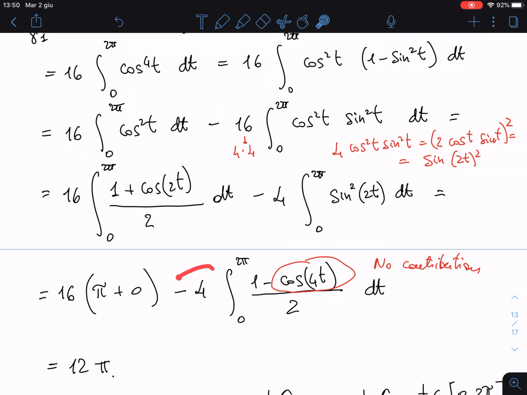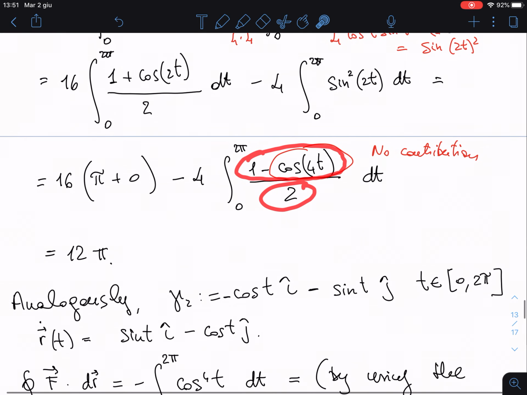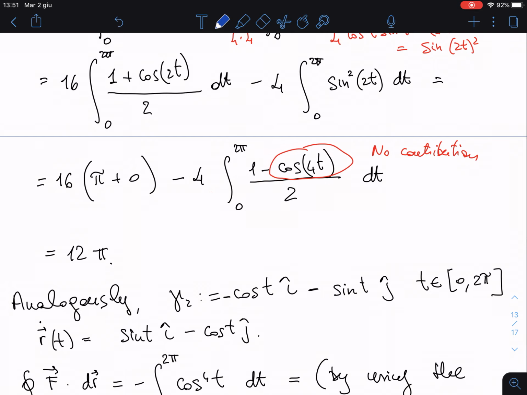So here we have minus 4, and again the integral from 0 to 2 pi of sine squared, and again we use this formula of duplication of angles, and here we have 1 minus cosine of 4t divided by 2, and like before, the 1/2 gives a contribution: 1/2 integrated from 0 to 2 pi gives you pi. So here we remain with -4 pi. And cosine of 4t, like before, gives no contribution.